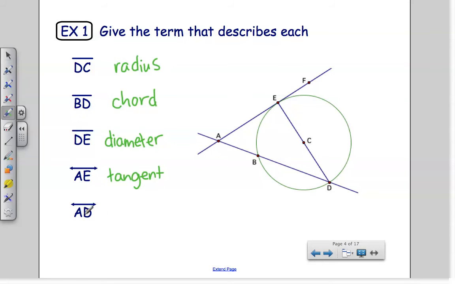And what would you call line AD? I'm talking about the line A to D. This line goes through the circle and hits at 2 points, B and D. What is that called? That is a secant, if it's a line that goes through a circle and intersects at 2 points. Okay.